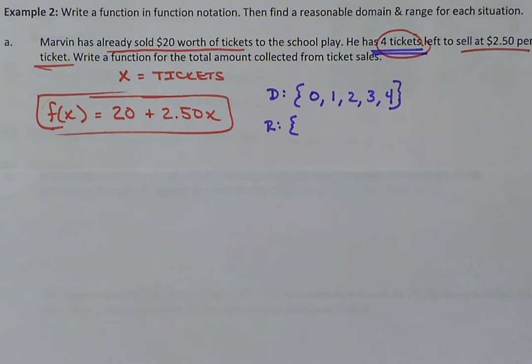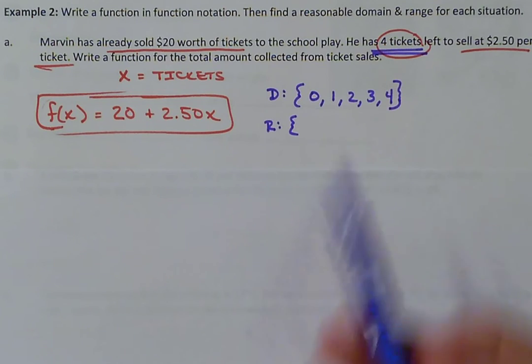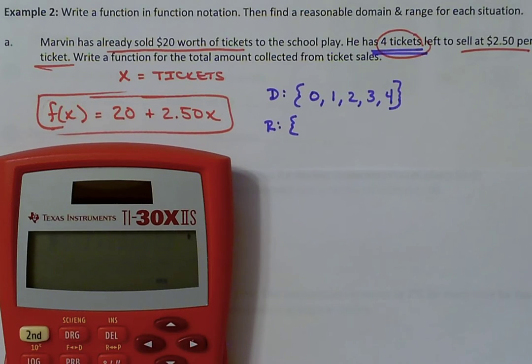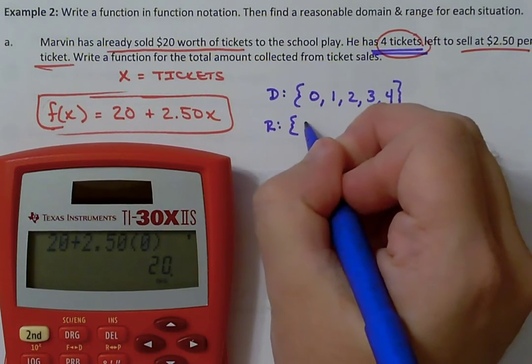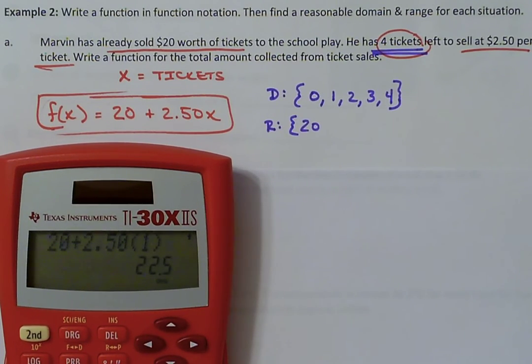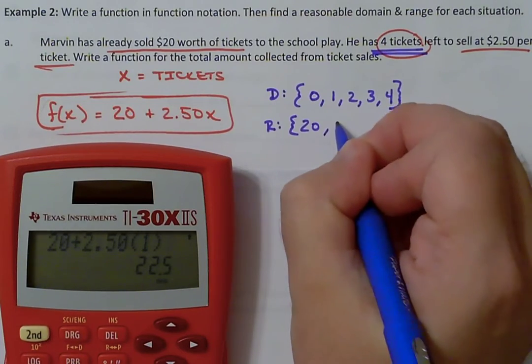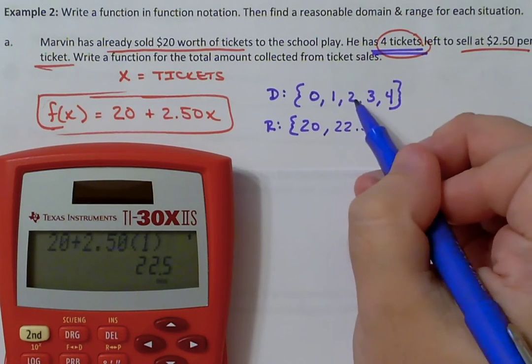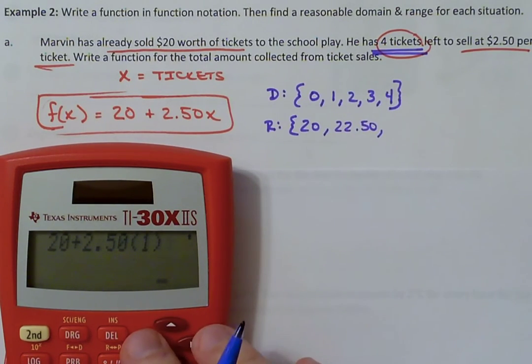Now my range is going to come from taking these domain numbers and plugging them into my function. So I'm going to take 0, and we're going to have 20 plus 2.50 times 0. When I plug that in, I get 20. If I go back in and plug in 1, we end up with 22.50. And you're going to keep doing that for 1, 2, 3, 4. So we'll do that for the rest of these.